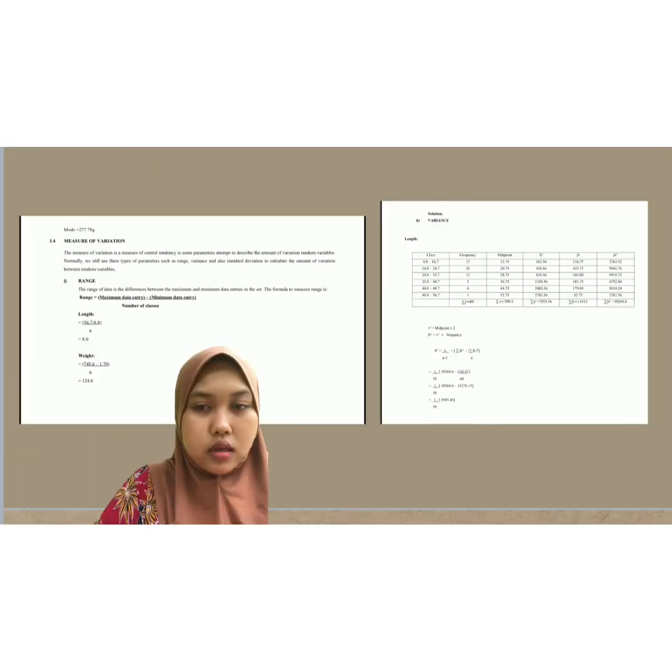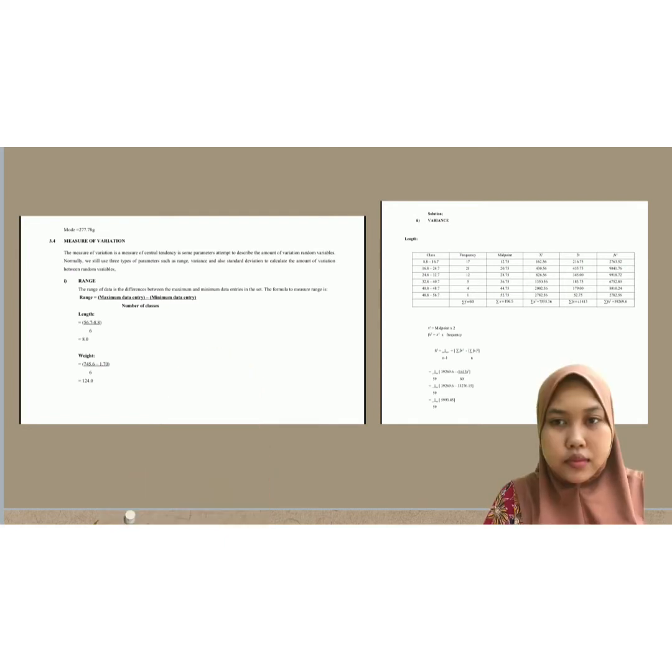Alright, 3.4, measures of variation. You can see in our report the range and variance. For range, length is 8.0, and for weight or price is 1 to 4.0.